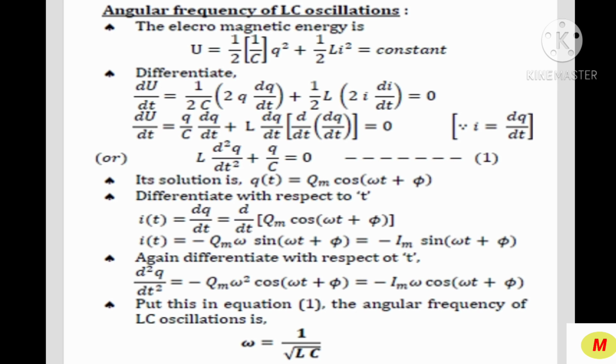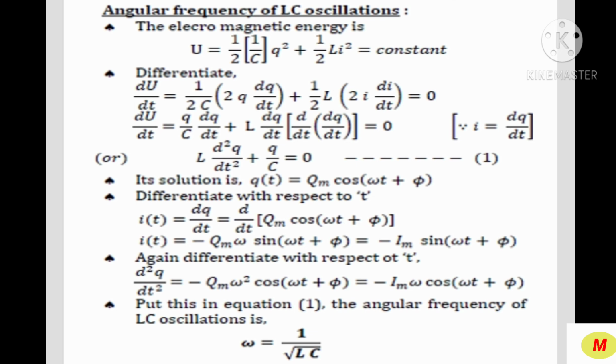When we solve the first equation, we get the solution as q is equal to capital Qm cos of omega t plus phi. We know the equation for current, where the q in the numerator is replaced by the solution capital Qm cos of omega t plus phi, so the equation becomes d by dt of capital Qm cos of omega t plus phi. When you differentiate this bracket term with respect to time t, we get i of t is equal to minus Qm omega into sine of omega t plus phi, which is equal to minus capital Im into sine of omega t plus phi.